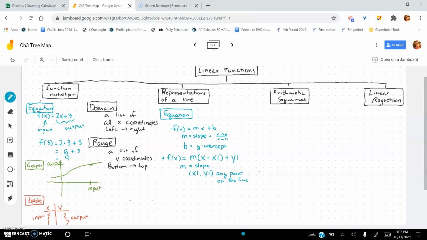And we talked about how you can take this form of the line and turn it into slope-intercept form if you distribute the m and then add like terms to simplify.